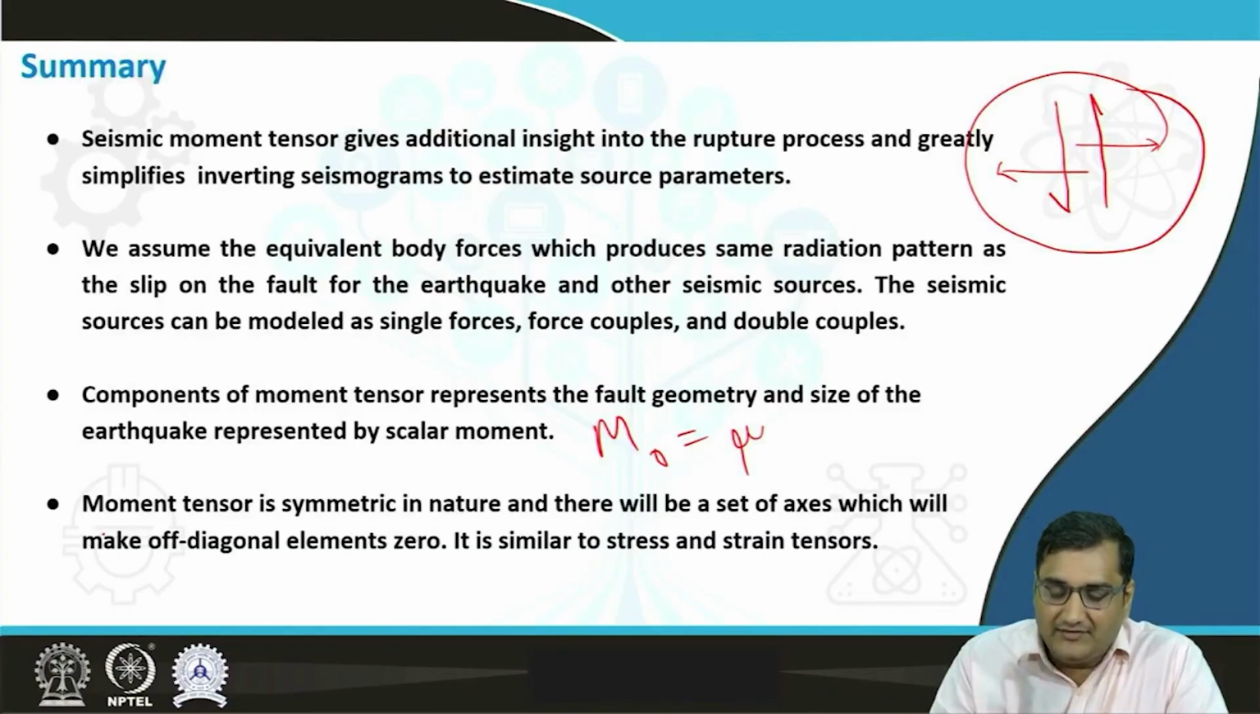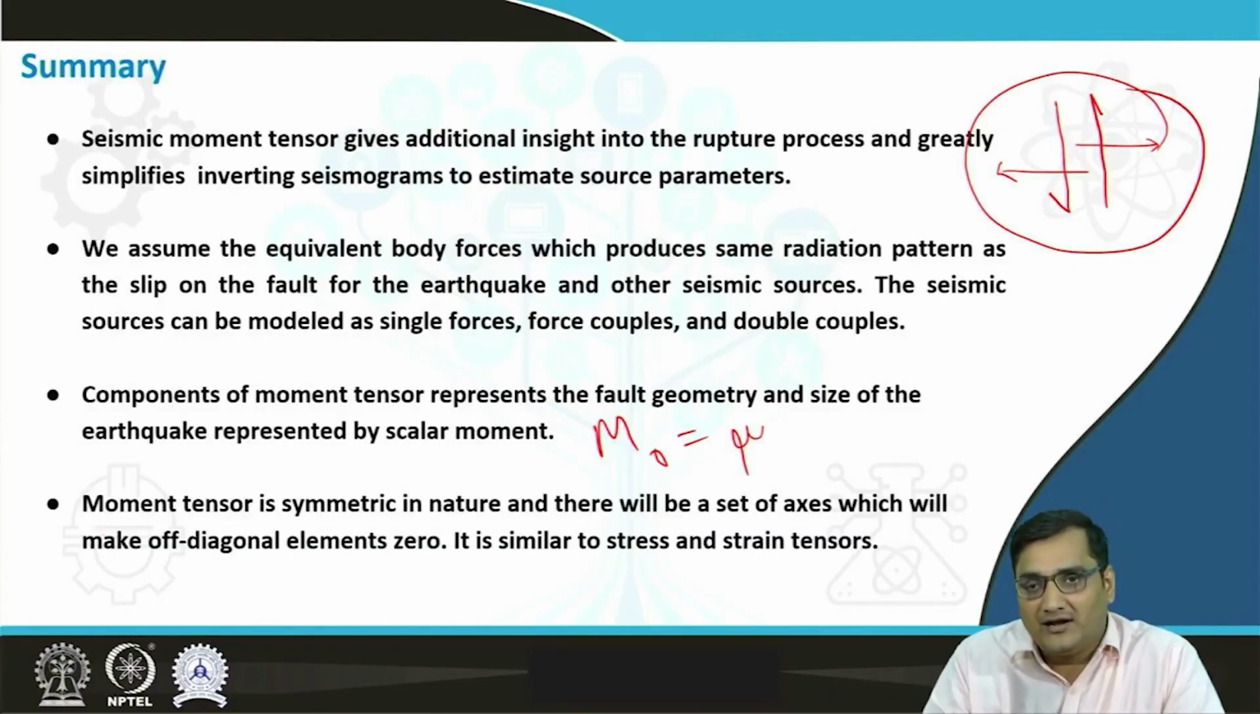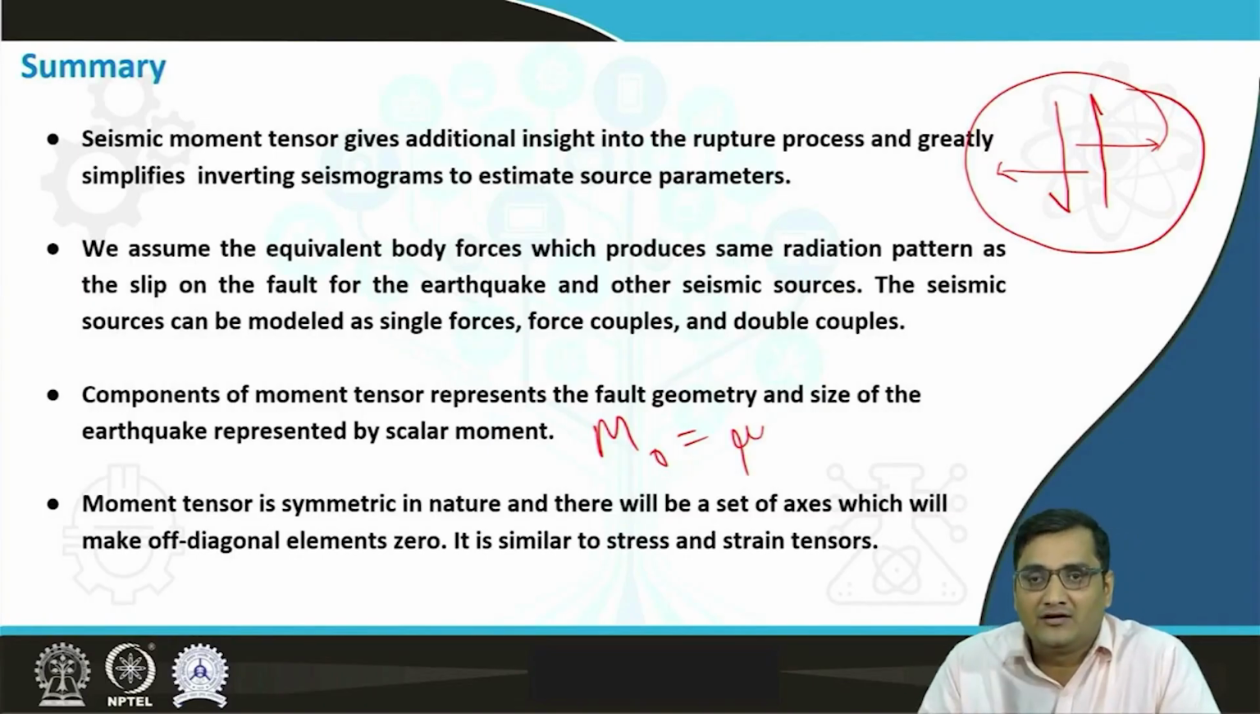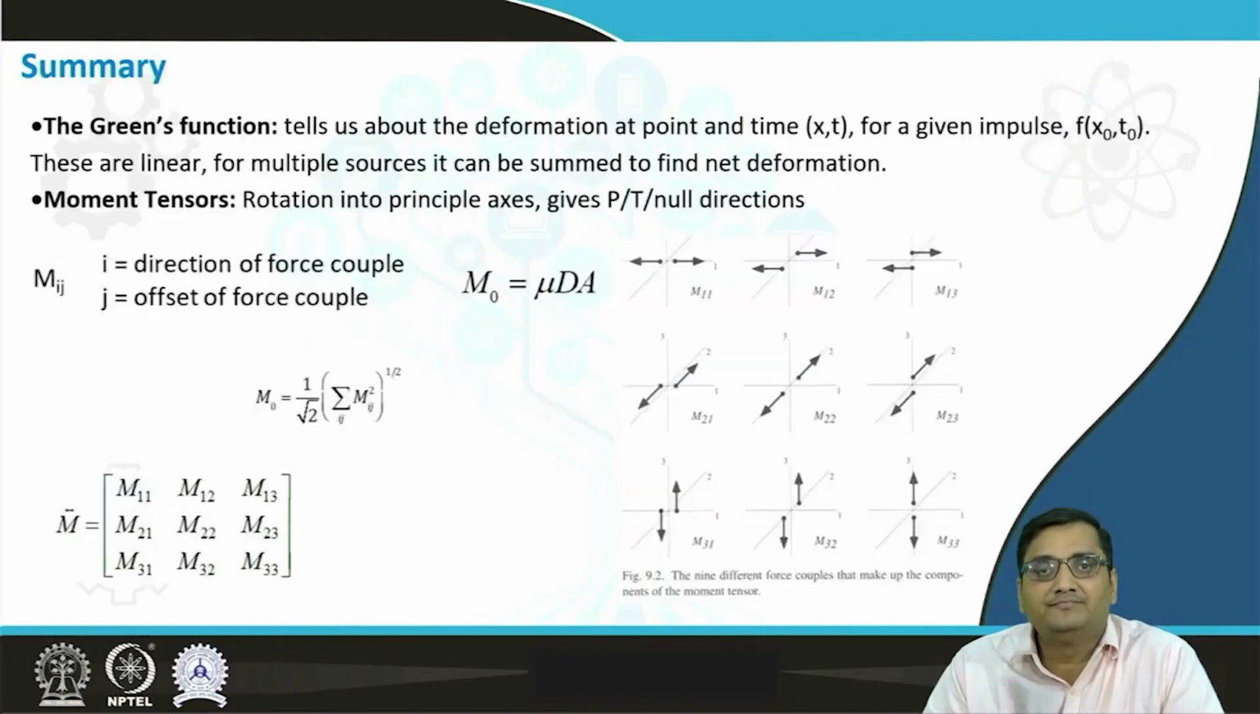The moment tensor is symmetric in nature. This is a property similar to the stress and strain tensor, and we can always find a set of axes which will make the off-diagonal elements 0, which we have done in the case of continuum mechanics for earthquakes when we talked about the seismic waves for the stress and strain.